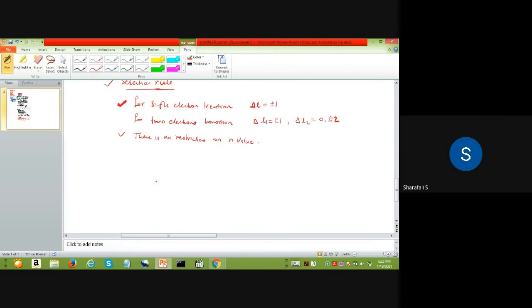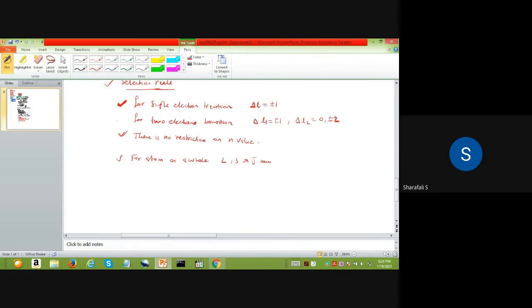And for the atom as a whole, if you consider the complete atom, then L, S, and J must change as L, S, and J.